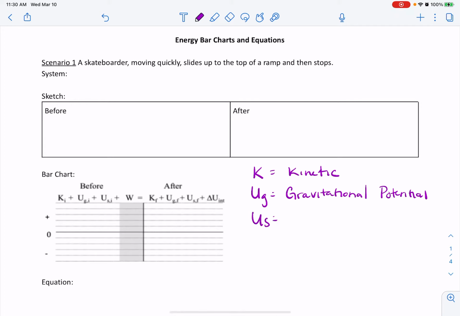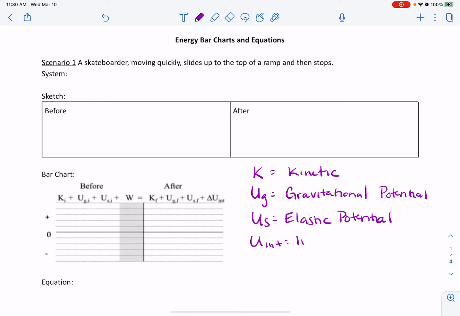US is our elastic potential energy. And this is the type of energy that is stored in an elastic object. So if you have something like a rubber band or a spring that is stretched or compressed, that object has elastic potential energy when it is stretched or compressed. When it's at its equilibrium state, like just chilling, not being stretched or pressed, then it doesn't have elastic potential energy, okay? And we have this UINT.